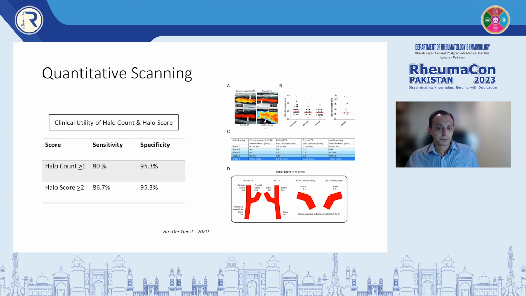So this was the original paper from Van de Geest in 2020, which was the basis of all this, and it showed very good sensitivity and specificity, both for Halo Count and Halo Score, although these cutoff values, I don't think that we will be using in the future, but nevertheless, the Halo Count value is still valid, and we use it commonly in the research setup, but very soon it will be available to be used in the clinical setup as well.